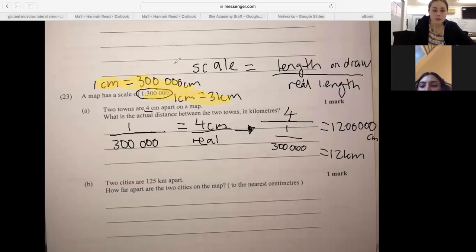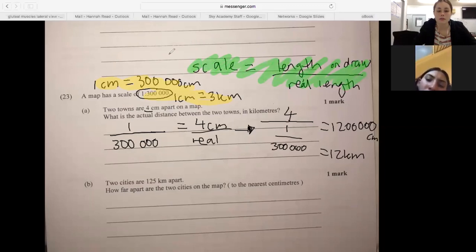Or you can work out what I worked out in yellow, this part here. So what did I do? I did 1 centimeter equals 300,000 centimeters. So therefore 1 centimeter equals 3 kilometers. And if they're 4 centimeters apart on a map, I can just do 4 times 3 to give me 12 kilometers. I don't know which way was easier. The formula would give you a rule of thumb for every single scale question. Does that make sense? Like for any scale question, you could use this formula and you'd be fine.